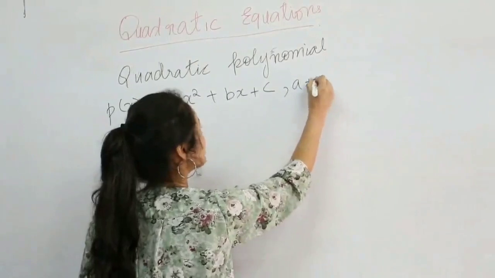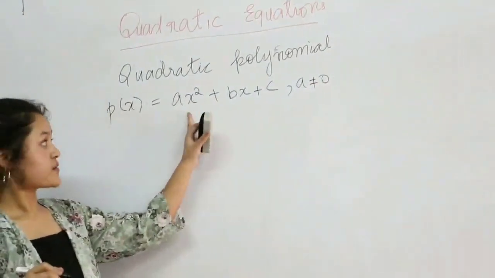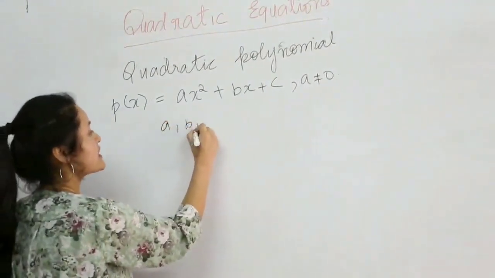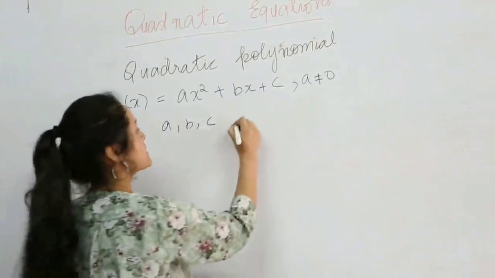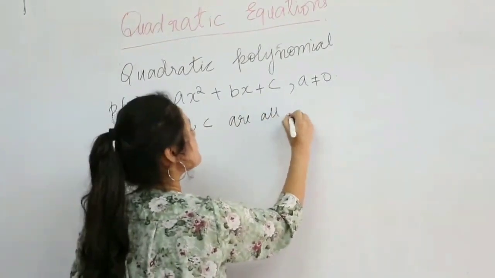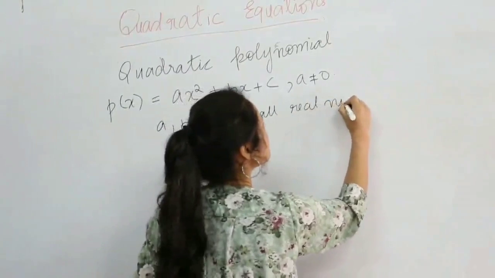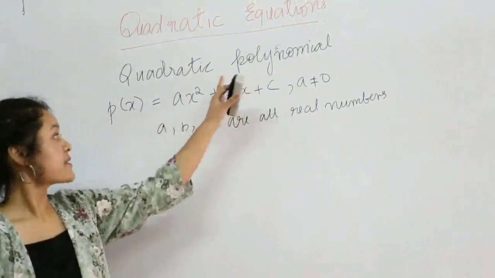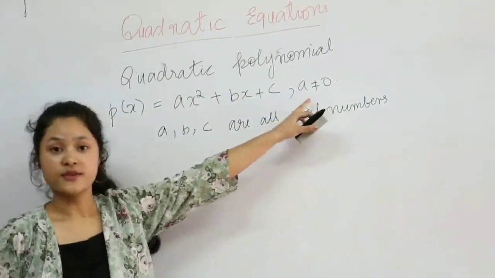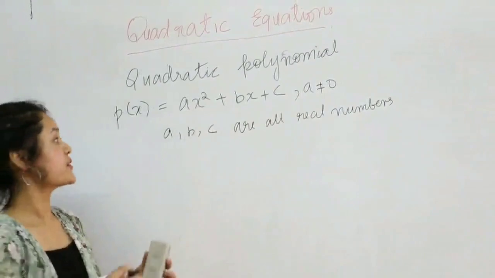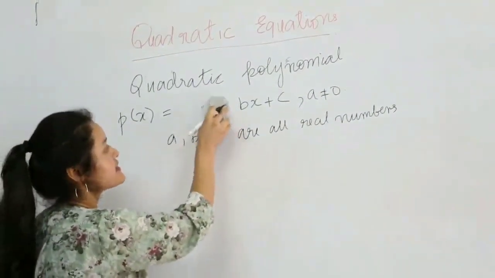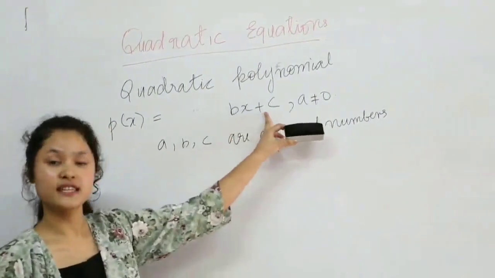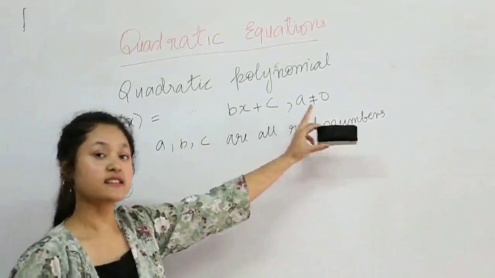a is non-zero. The coefficient of x squared, the coefficient of x and the constant term, that is a, b and c, are all real numbers. Here, in this type of polynomial, a is non-zero. If a is equal to 0, then the polynomial left is just bx plus c, which is no longer a quadratic polynomial, but a linear polynomial. So we have to make sure that a is not equal to 0.